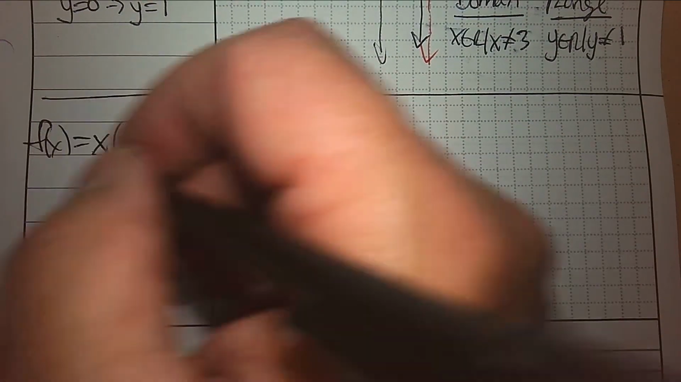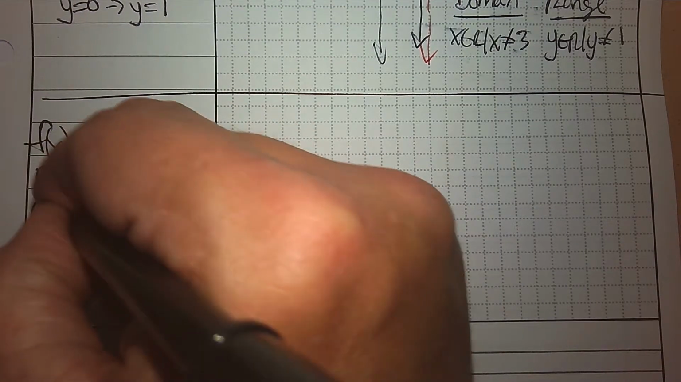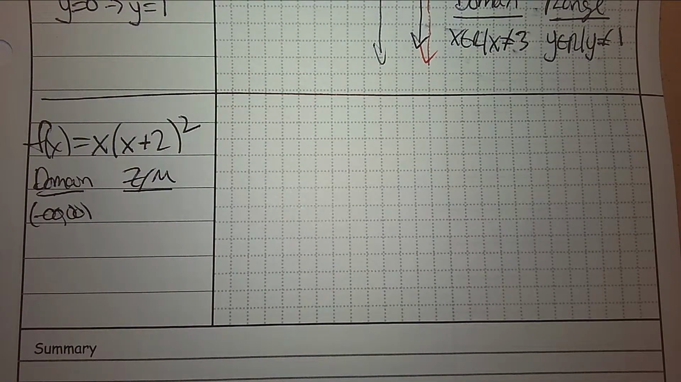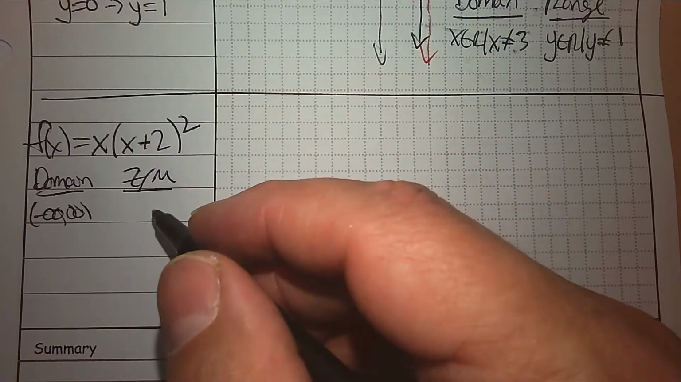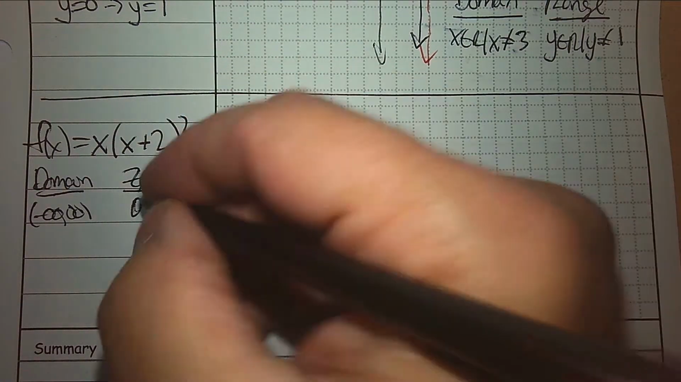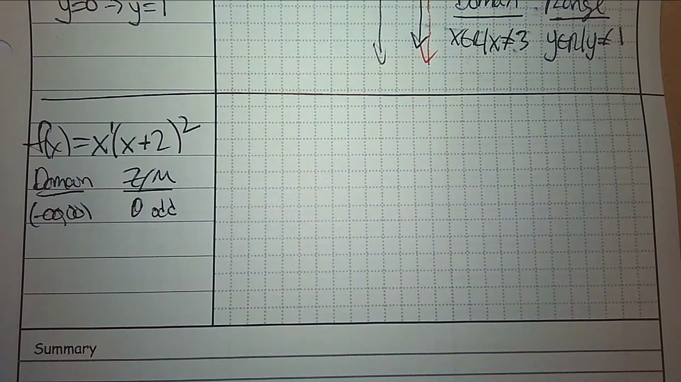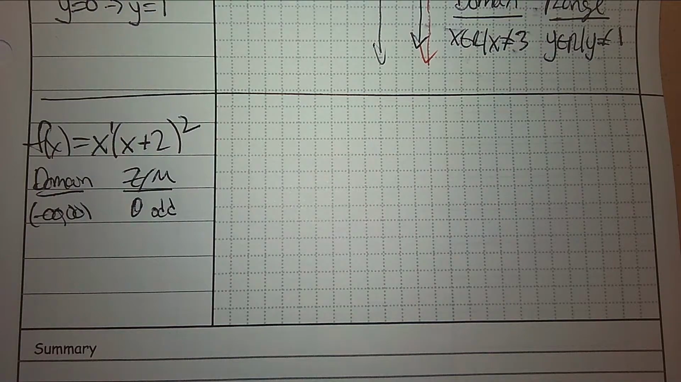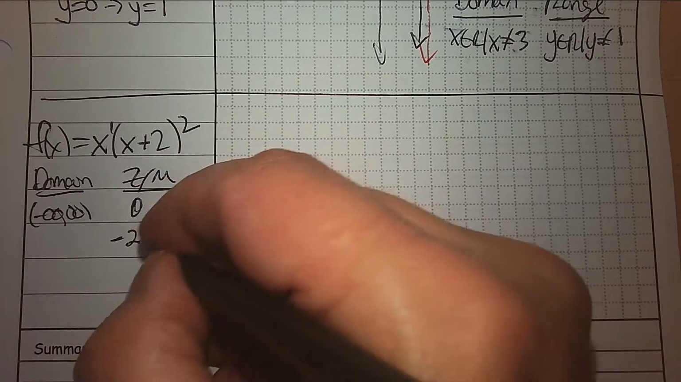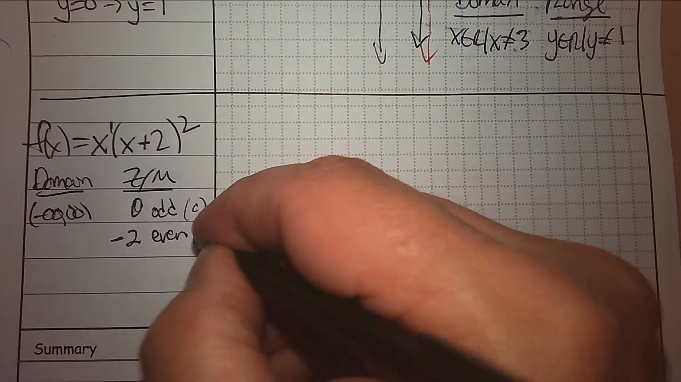So, the domain of all polynomials, do you know what the domain is of all of them? All real numbers. If I ask you for the zeros and multiplicity, because it's already factored, what's a zero? Is the multiplicity odd or even? For 0? How about the other one? What's the other 0? Is the multiplicity odd or even? So you know which one crosses and which one touches.